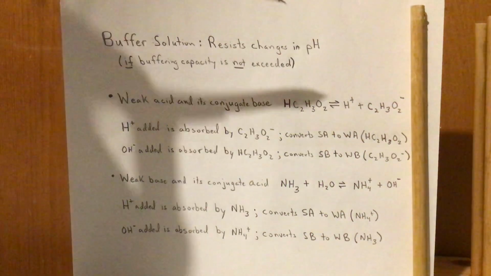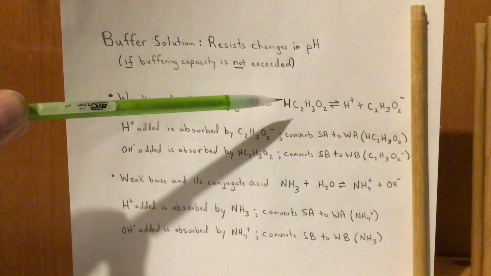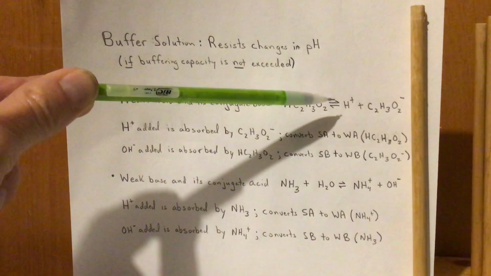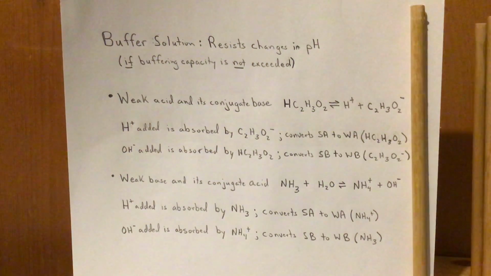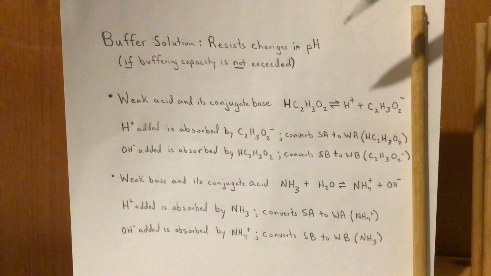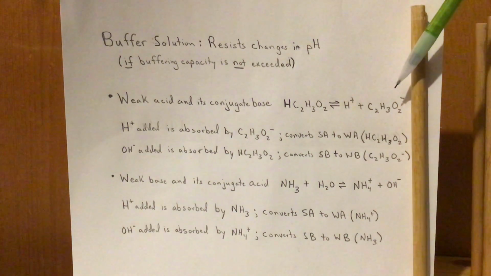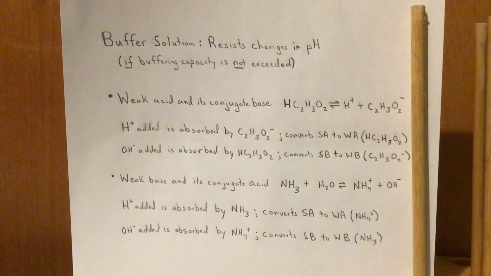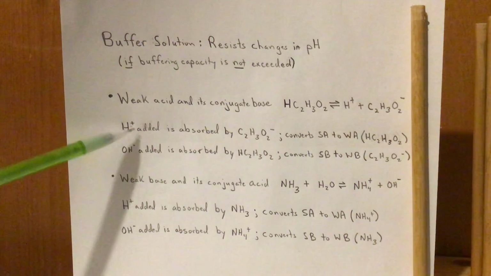For example, I could have a weak acid like acetic acid, and then when it loses its H plus, its conjugate base would be the acetate ion. Now, ideally you'd have equal moles of weak acid and its conjugate base for an ideal buffer. So what happens if I add a strong acid indicated by H plus to that?